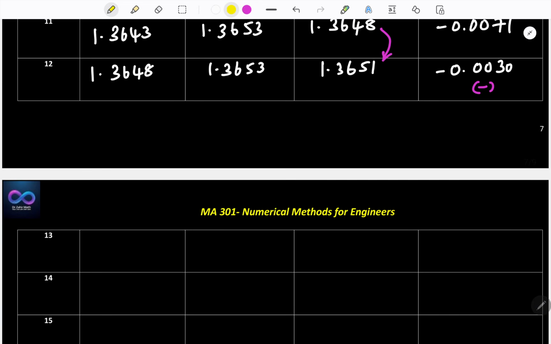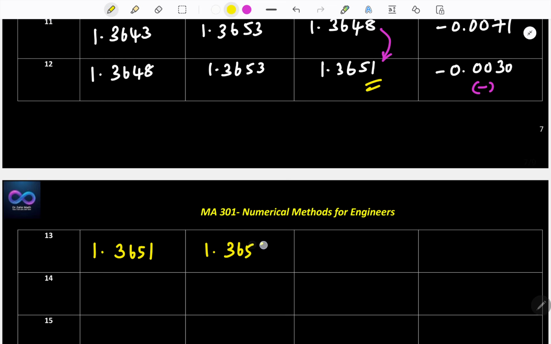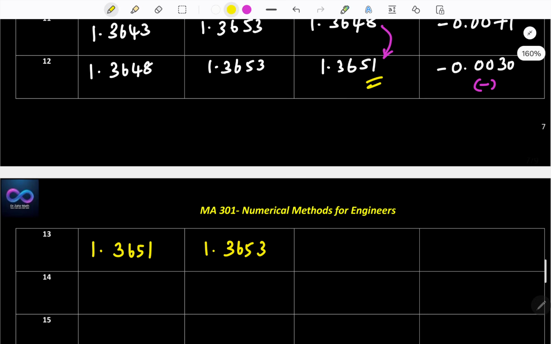So I keep doing. If it is negative, what I should do? Now I'm going for the 13th iteration. So if it is negative, A becomes your C value, right? So it is 1.3651, right? So this is your 13th iteration. 1.3653, the same answer. Put it in the calculator. 1.3651, press equal. B value 1.3653, press equal. And your C value is 1.3652 and negative 0.0005.